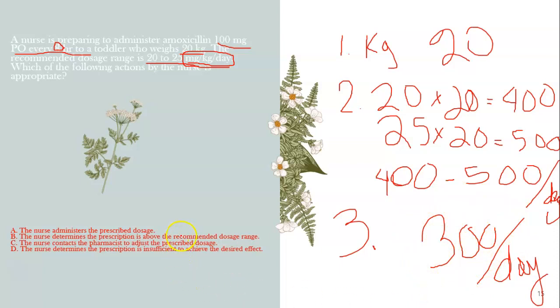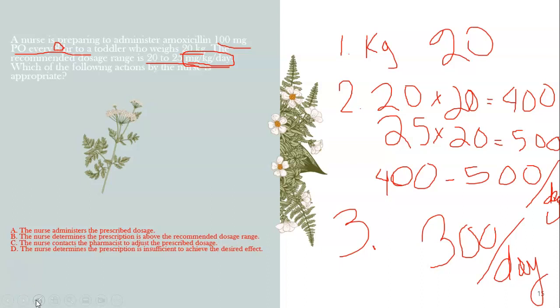So now this is an ABCD, so I'm going to go ahead and go through my true or false, and I'm looking for the true. The nurse administered the prescribed dosage. No, I don't want to. B, the nurse determines the prescription is above the recommended dose range. No, it's below. The nurse contacts the pharmacist to adjust the prescribed dose. Wait, who ordered it? D, the nurse determines the prescription is insufficient to achieve the desired effect.